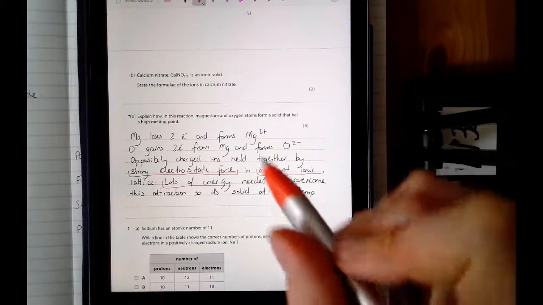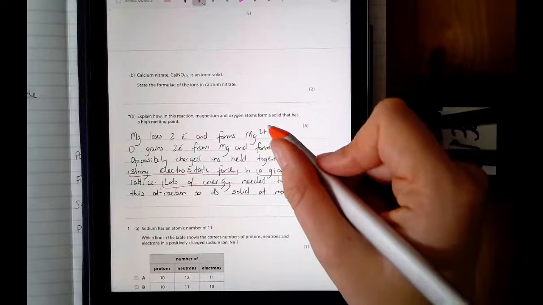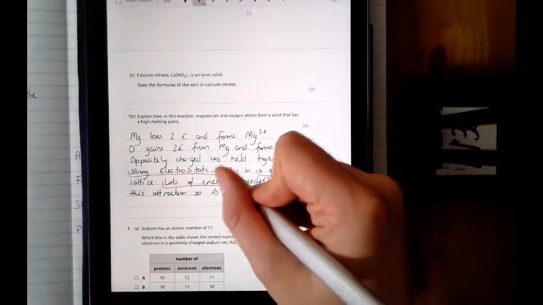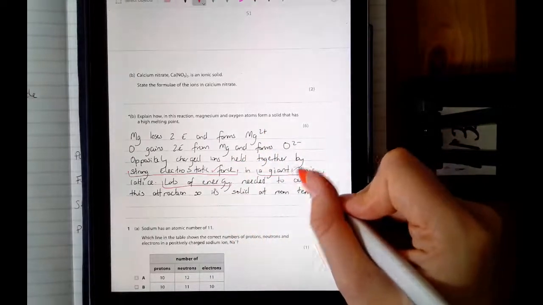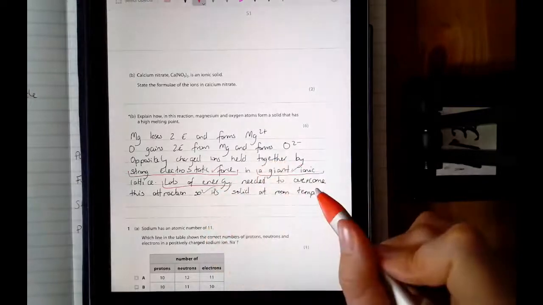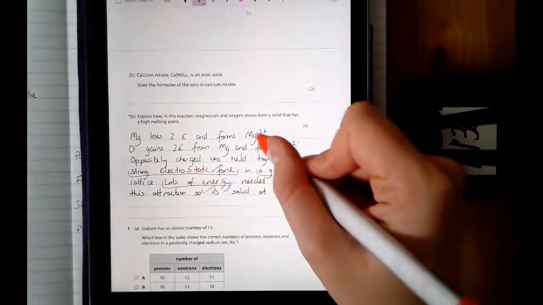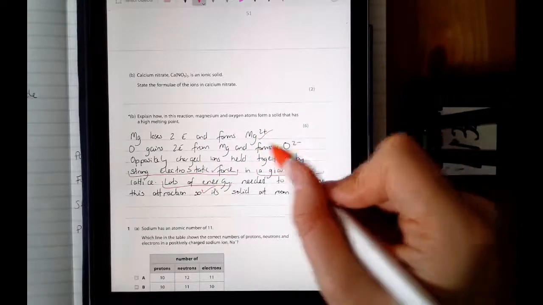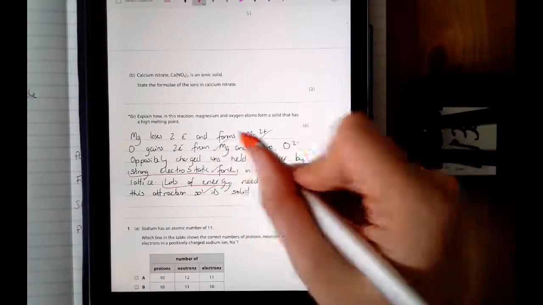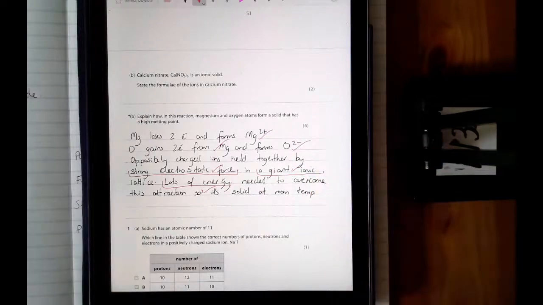So for your 6 marks, you'd get a mark for talking about the strong electrostatic attraction, you get a mark for the giant ionic lattice, you get a mark for lots of energy, and then you'd also get your marks for saying that magnesium loses electrons and forms Mg2+, and that oxygen gains the electrons from magnesium and forms O2-.